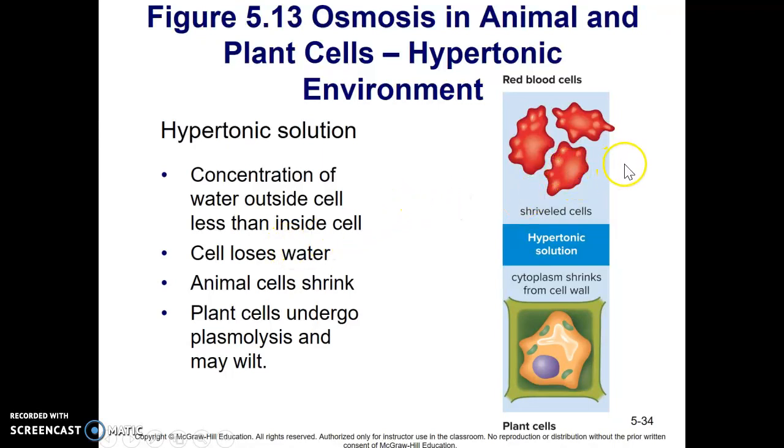And so water from the cell is lost to the environment. It leaves the cell, leaving the cell shriveled, wilting your plants, because those individual vacuoles and cells are no longer full of water, so they shrink away from the cell wall. And that's in hypertonic solution.